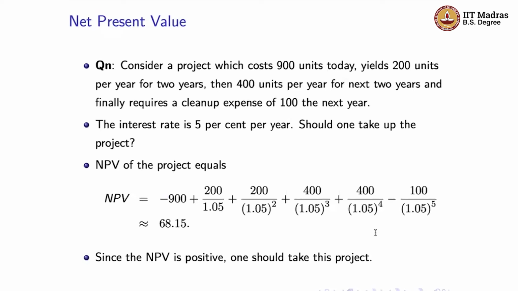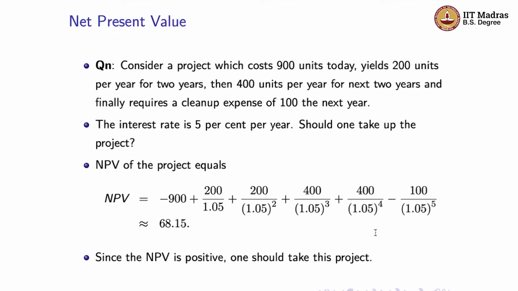And finally, in the 5th year, it's going to require a cleanup expense of 100 to wrap up things, right? So think of this as perhaps a kind of mining operation, where initially you have to put in some money, and then over some time it's going to give you back some money, and finally you have to clean up the mine to conclude the operation. So again, there is a cost at the end, right? So imagine that the interest rate is 5% per year. Should one take up the project, right?